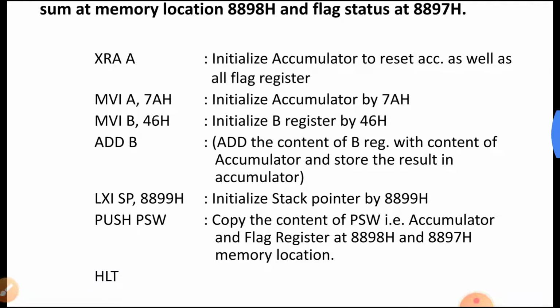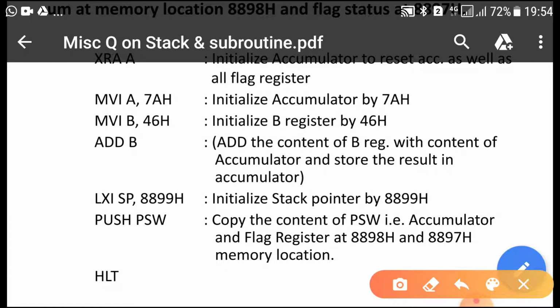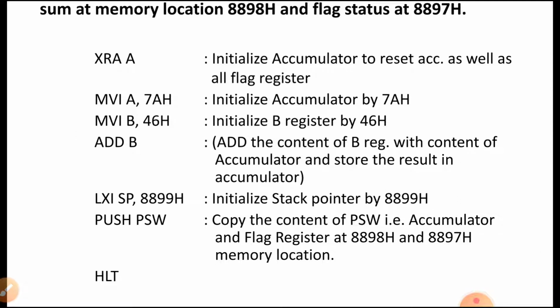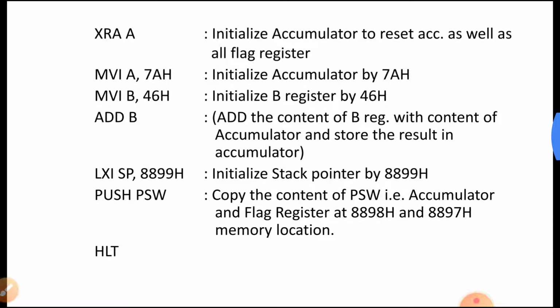Now the second instruction is MVI A, 7A, by which we are putting the first number into the accumulator, and by using the next instruction we are storing 46 in the B register. Once we have done all this, since we have to add these two numbers, the ADD B instruction will be used. So 46 will be added with 7A, the content of the B register will be added with the content of the accumulator, and the result will be stored in the accumulator.